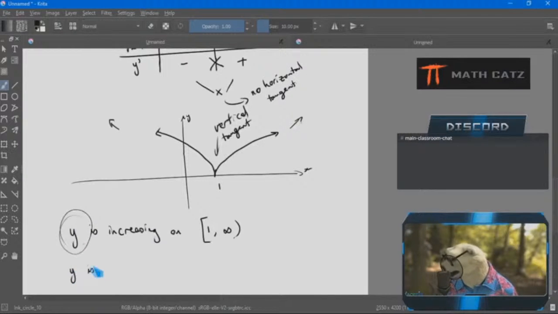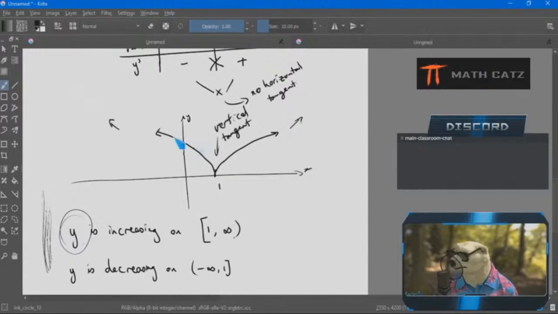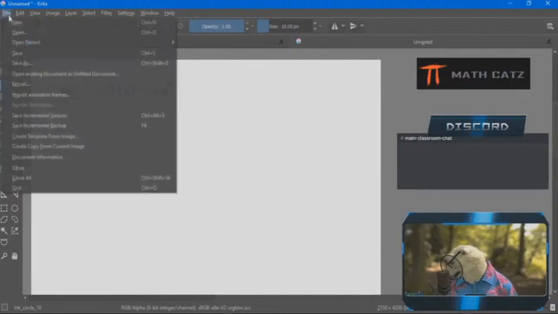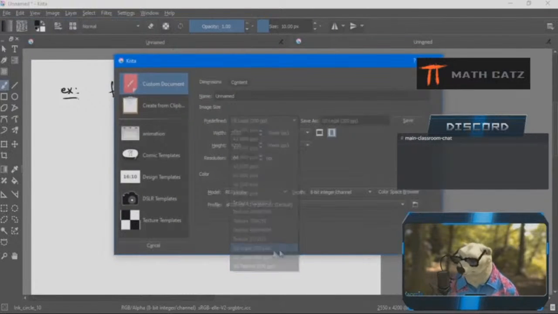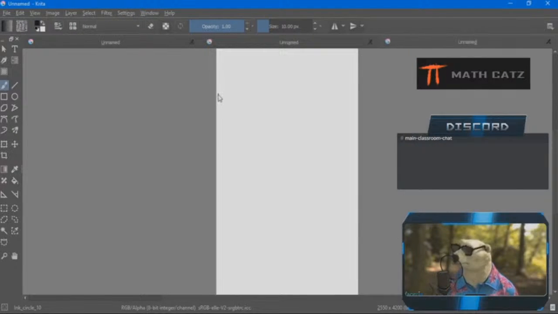And then y is decreasing on negative infinity to 1. Include it. By comparing 2 points, and 1 happens to be one of those 2 points, it's going down. It's part of that interval. So always write these sentences. I just forgot. Okay. All right. So before I move on to this example, actually, I want to classify these points that keep coming up that are interesting.